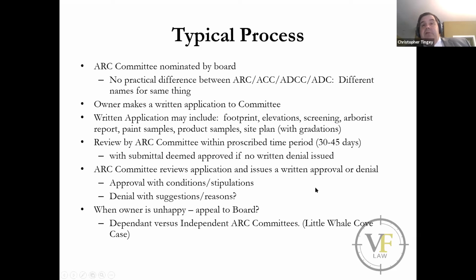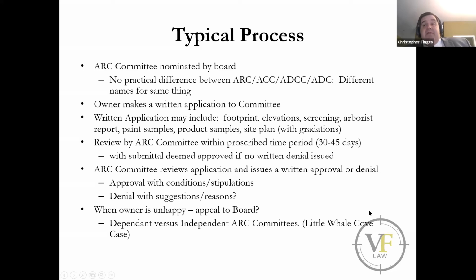Then you give the reasons or suggestions as to why it wasn't allowed. Suggestions, maybe if you do this, we'll approve it, but we're denying it as you're requesting. And then what happens after that? Well, if the owner's unhappy, what do you do next? And I'm a big fan of appealing to the board.